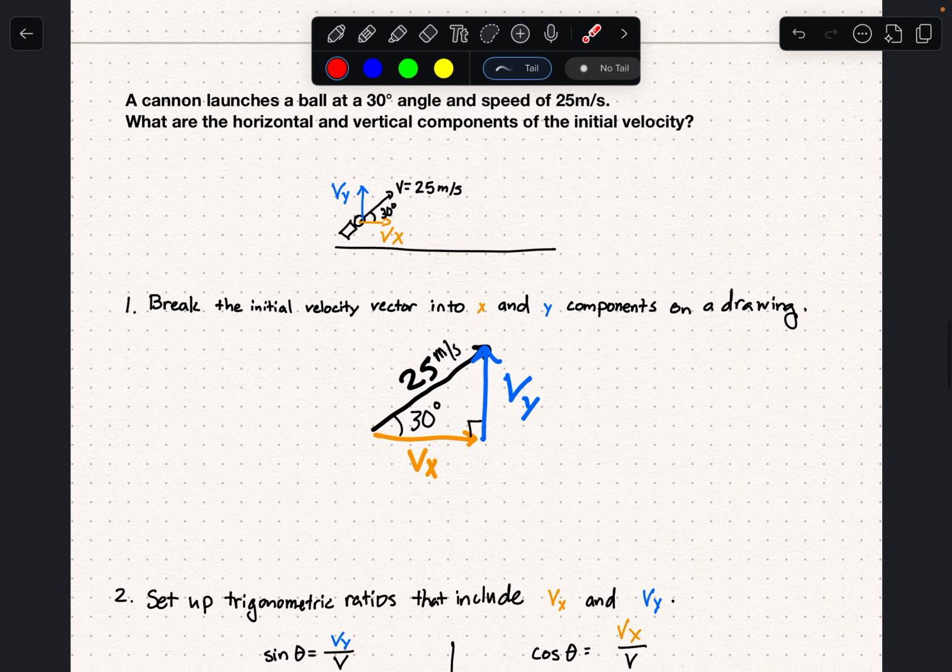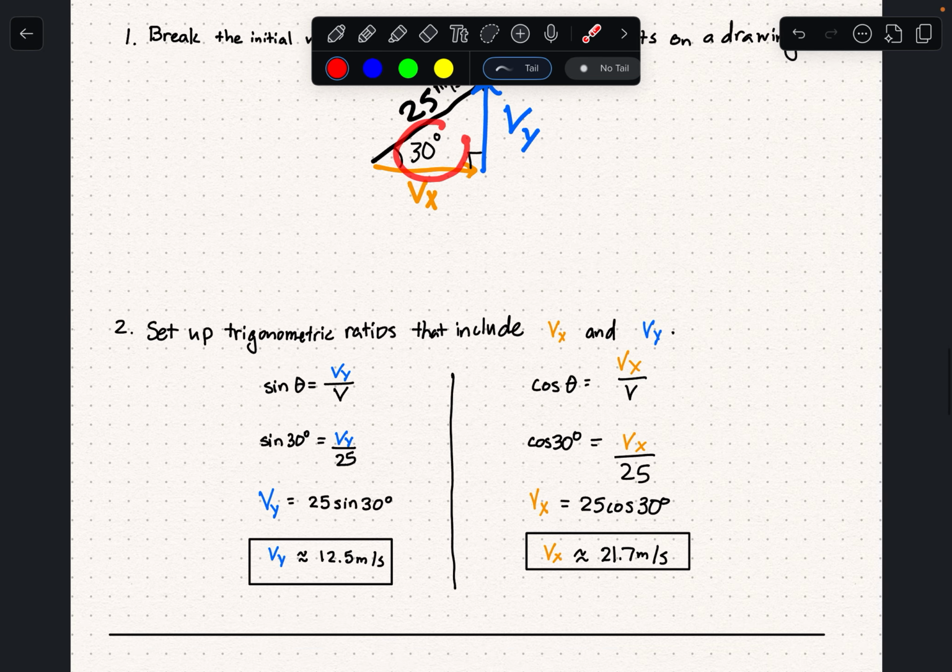That matches my expectation of a world where this angle is 30 degrees. I would indeed expect Vx to be bigger than Vy because this is a relatively small angle. My picture's not to scale.